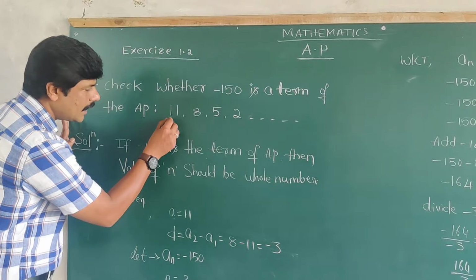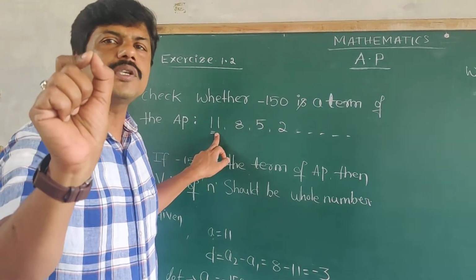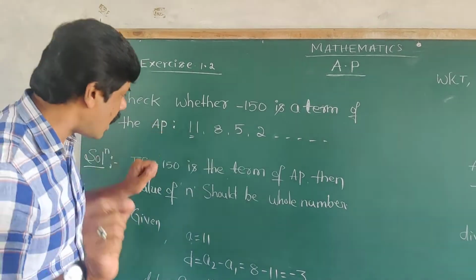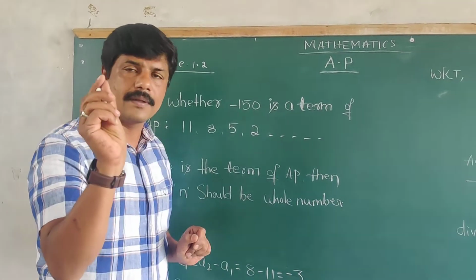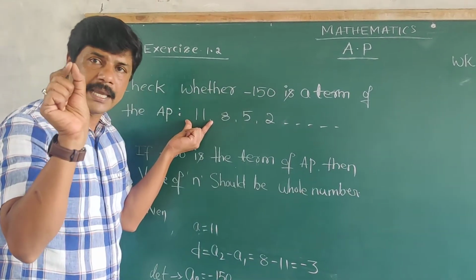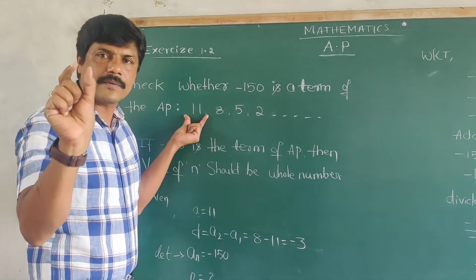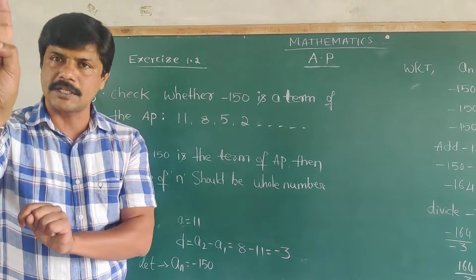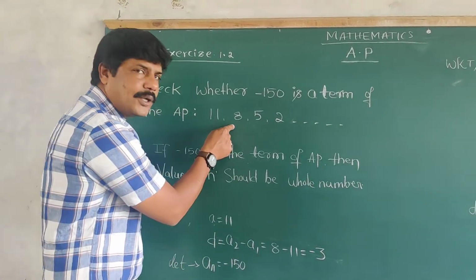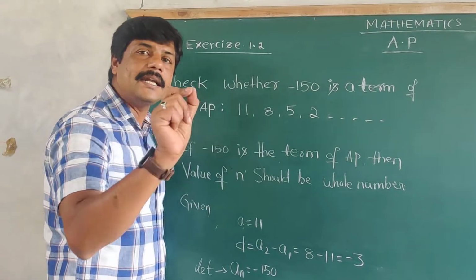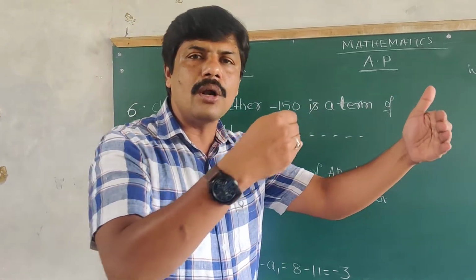Now see that. Is 11 a term of the AP? Yes. How do you say 11 is a term of the AP? Because 11 is present in this AP and 11 is the first term. When a equals 11, n equals 1. First term. 8 is the second term. When a2 equals 8, then n equals 2. As you can see, for n we are getting whole numbers.